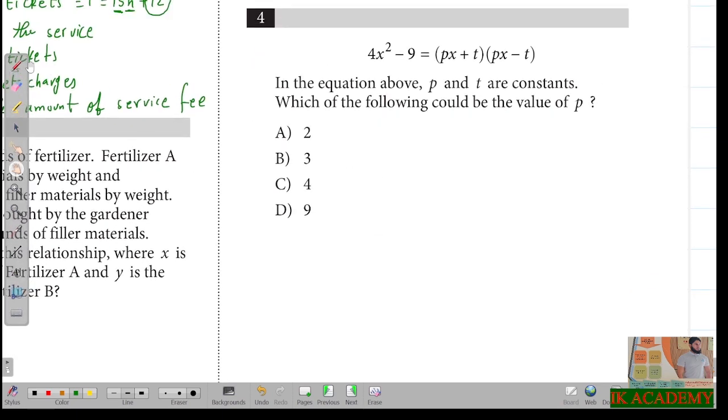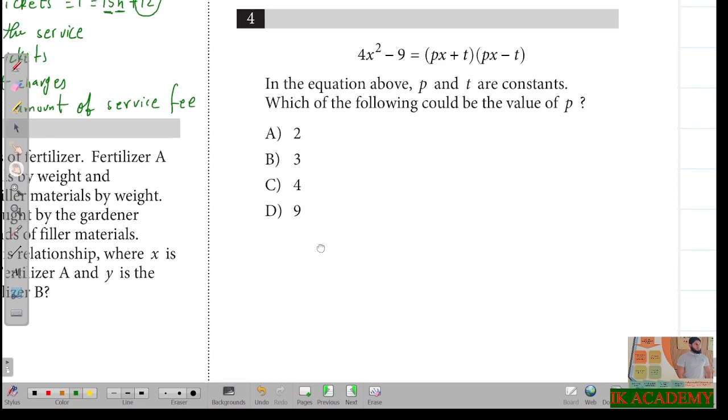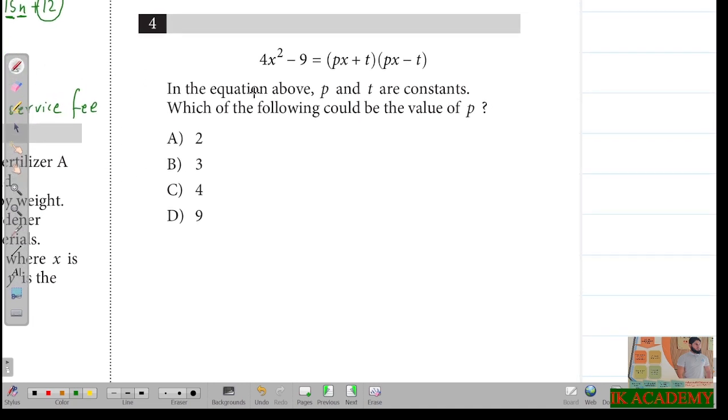Question 4 says, it is given that 4x squared minus 9 is equal to (px plus t) times (px minus t). In the equation above, p and t are constants. Which of the following could be the value of p?